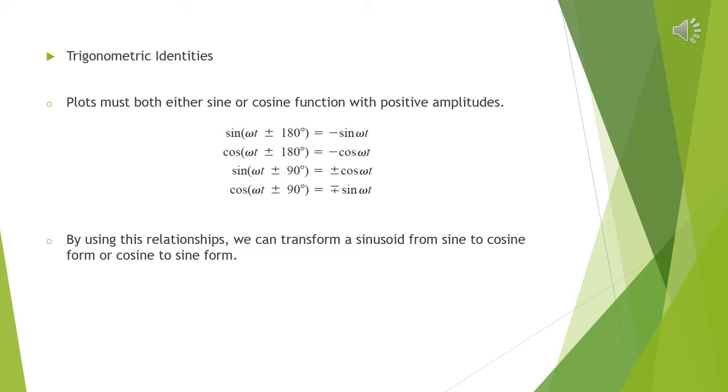First method, trigonometric identities. The plots must both be either sine or cosine function with positive amplitudes. The relationships are as shown in the slide. By using those relationships, we can transform a sinusoid from sine to cosine form or cosine to sine form.